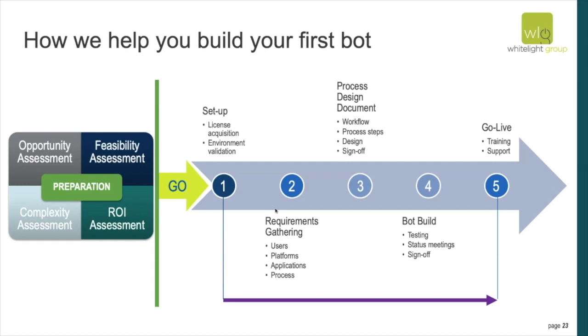Once we have all that in place and you say bot 1 go, that's when we set up the license acquisition, we do all our requirements gathering, we do our process design documentation, we do our bot build, and we train and go live. So that's what that looks like from an implementation standpoint.